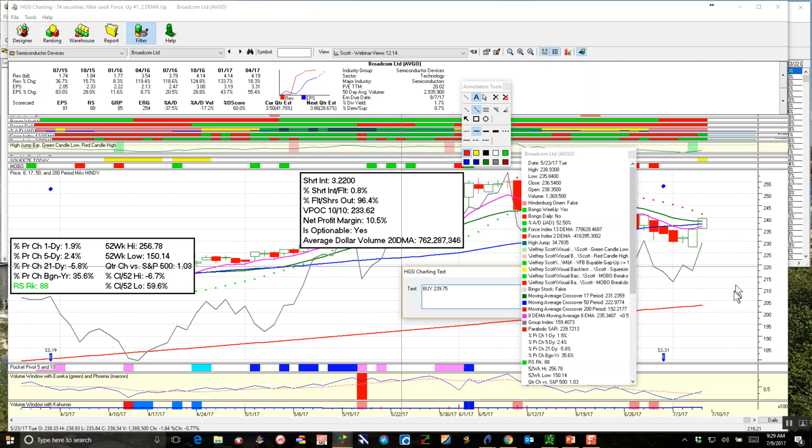Okay. Where would I put my stop? I got a lot of options here. If I want to be conservative, so I'm going to put my buy stop in here.